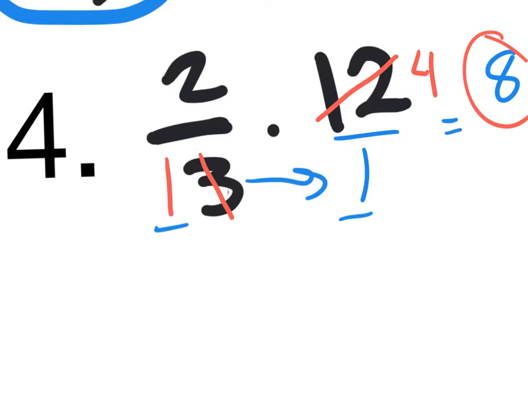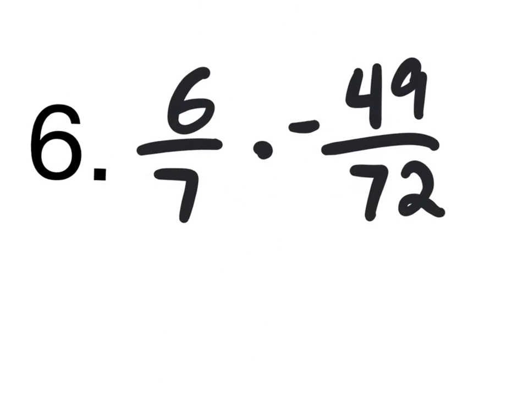Now, if you absolutely hate canceling, then go ahead and multiply on the original. You could say, okay, 2 times 12, that's 24. And then 3 times 1, that's 3. And then 24 divided by 3 is 8. That's totally fine. However, I do recommend canceling first and then multiplying. Why is that? Because what if you had some really huge numbers? Like what if you had something like this?